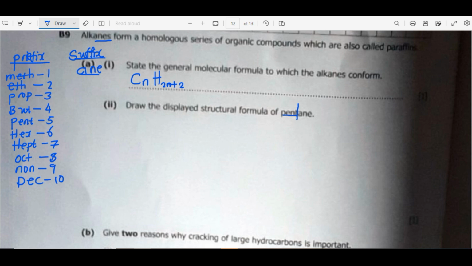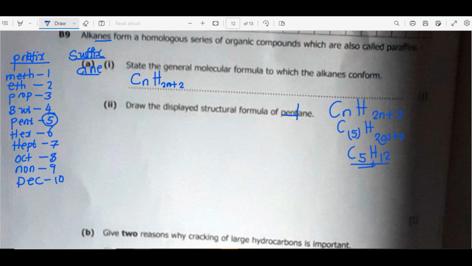Now, after we know this, let's go back. First we need to come up with a molecular formula. So first look at the prefix, which is pent. Pent is 5, so we need to go back to the chemical formula, CnH2n+2. Where there is n, since pent is equal to 5 carbons, we put 5. We can now do the mathematics. C times 5 is C5. 2 times 5, 10, plus 2, 12. This is the molecular formula for pentane, C5H12.